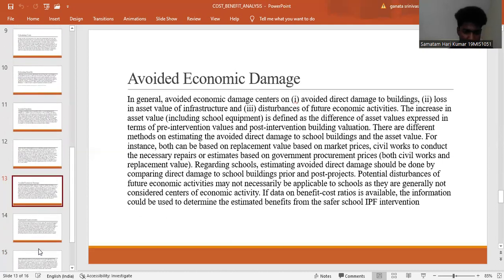Avoiding economic damage: in general, avoided economic damage covers avoided direct damage to buildings and assessed value of infrastructure and disruptions to future economic activities. The increase in asset value is defined as the difference of asset values expressed in terms of pre-intervention values and post-intervention building valuation. There are different methods for estimating the avoided direct damage to school buildings and asset values.